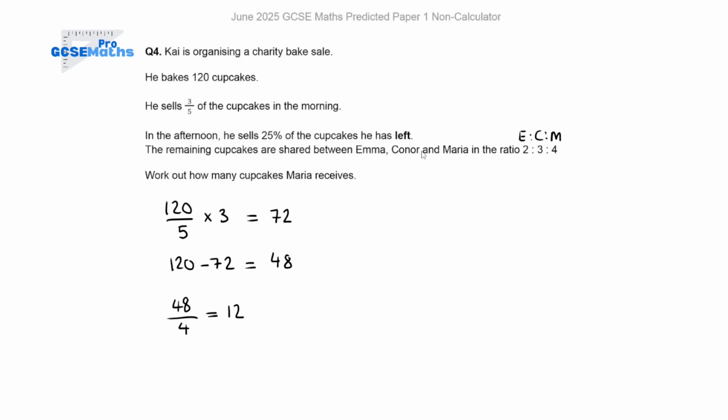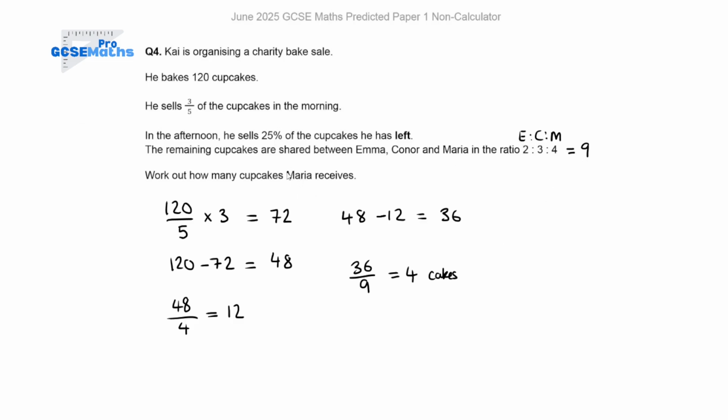And then the remaining ones are shared. So of the remaining 48, I need to take away the 25% that he sold. You could also work out 3/4 that are left if you prefer. So we get 36. Now 36 is going to be shared in our ratio. We need to add up all the parts of the ratio. So that's 2 plus 3 plus 4, which is 9. We're going to divide 36 by 9, which gives me 4. So that's 4 cakes per part of the ratio.